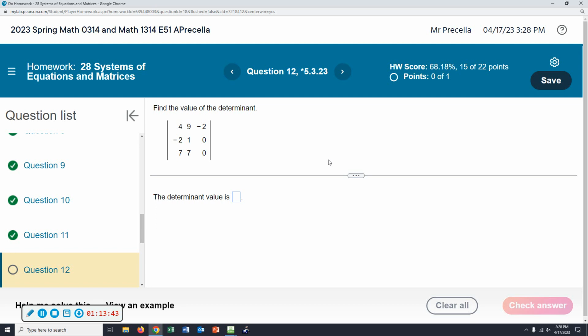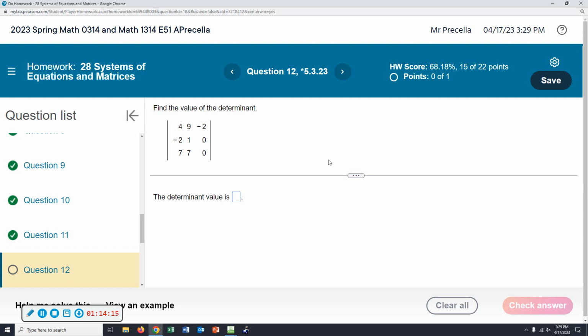Okay. Remember that pattern, how to find the determinant. You recopy the first two columns. So 4, negative 2, 7, 9, 1, 7. Make sure you're starting with that first number. Multiply.